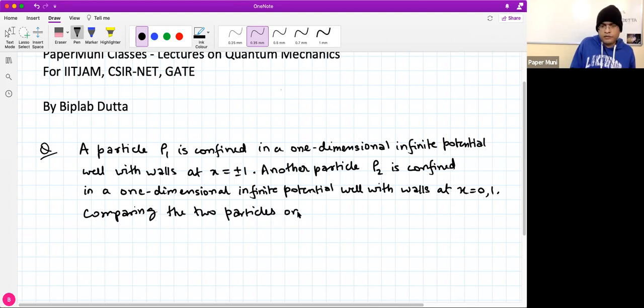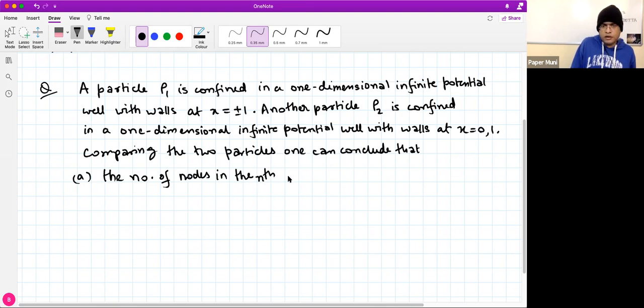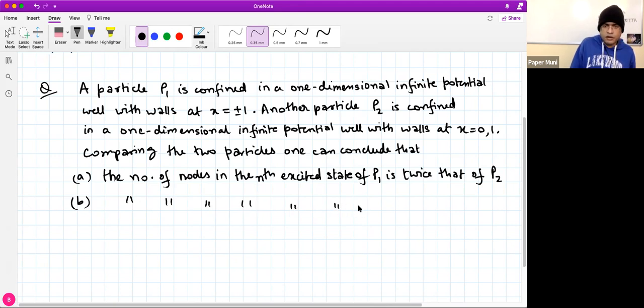one can conclude that: first point, A, the number of nodes in the nth excited state of P1 is twice that of P2. Second option, B: the number of nodes in the nth excited state of P1 is half that of P2.